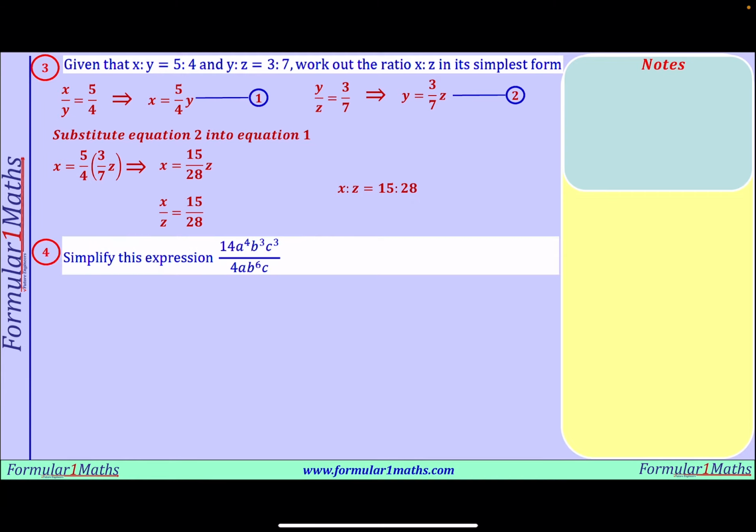Question 4. Simplify this expression. So again, we are going to rewrite this as 14 over 4 times a to the power 4 over a times b cubed over a to the power 6 times c cubed over c.